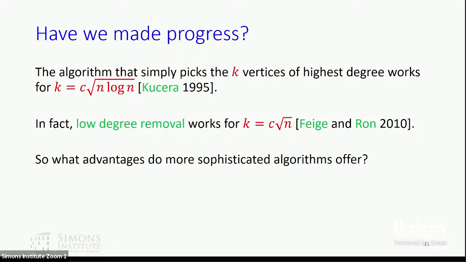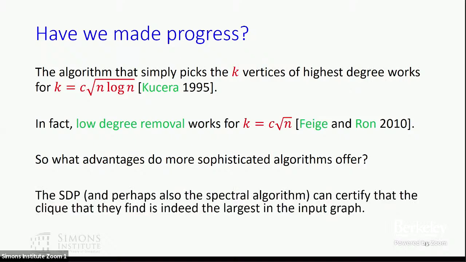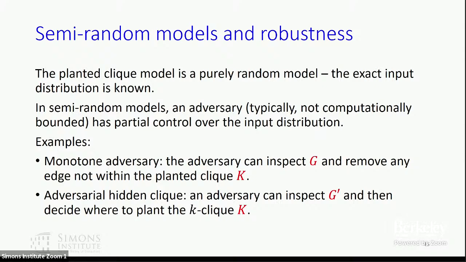So we can ask, what advantages do the more sophisticated algorithms offer us? There are two answers. The first regards the semi-definite programming-based algorithms, and perhaps also the spectral algorithms. This was not worked out, I think. They can certify that the clique that they return is indeed the largest in the input graph. So you don't just output a clique and say this is the planted clique. You also certify there's no larger clique there. And that's an advantage.